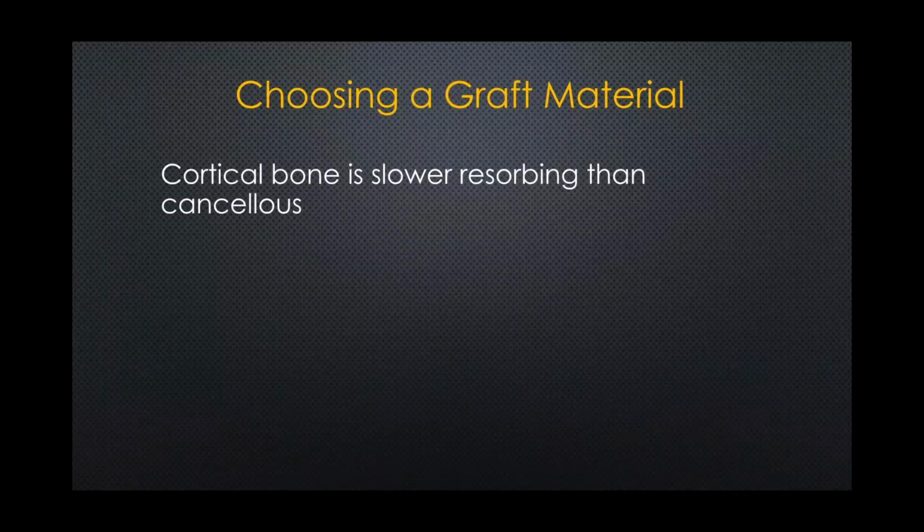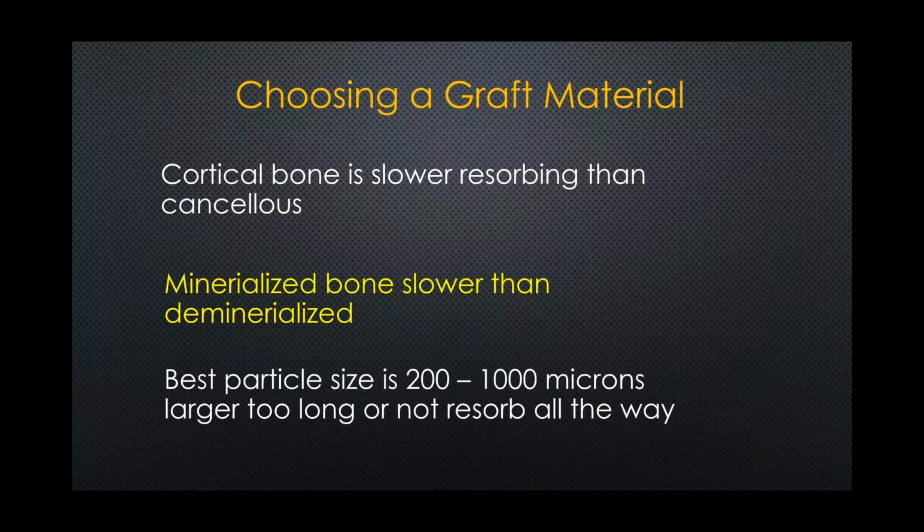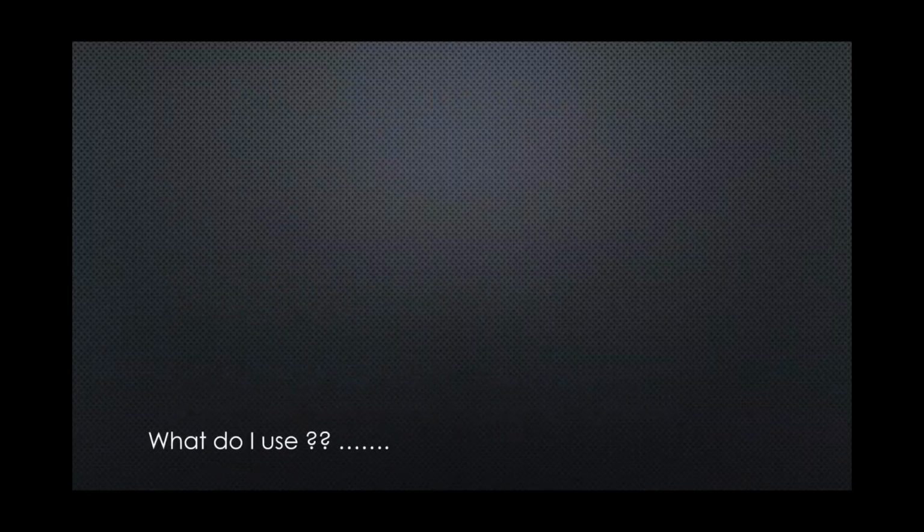Next, we have to think in terms of, do we want cortical bone or cancellous bone? Cortical bone tends to be a little slower resorbing than cancellous bone. Mineralized bone tends to be a little slower resorbing than demineralized bone. And the best particle size tends to be about 200 to 1,000 microns. So all these factors need to come into play when we determine what kind of bone graft we're going to use.